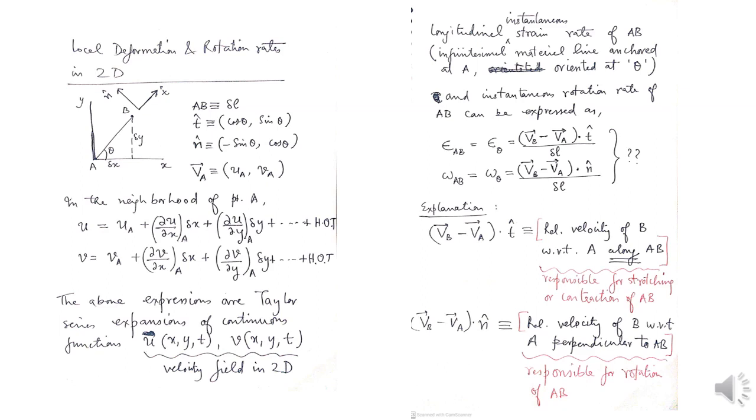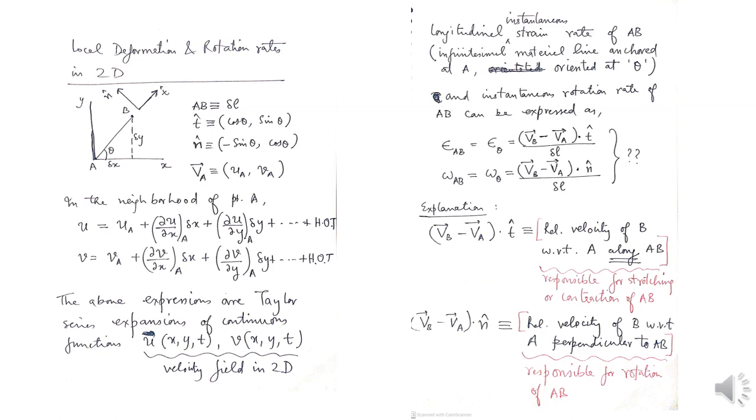Similarly, the rotation rate, omega AB or omega theta, is defined as the relative velocity of B with respect to A dot product with n cap. Why n cap? Because it's the perpendicular relative velocity component of B with respect to A which is responsible for rotation of this material line AB. If you divide the perpendicular relative velocity component by the length of the line, it gives you the angular velocity of this line.